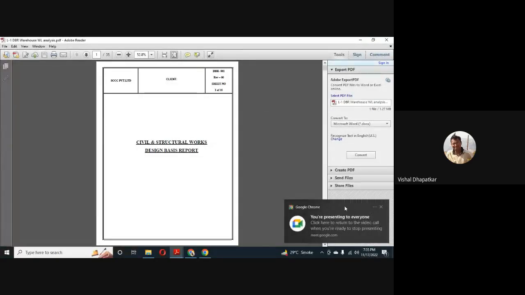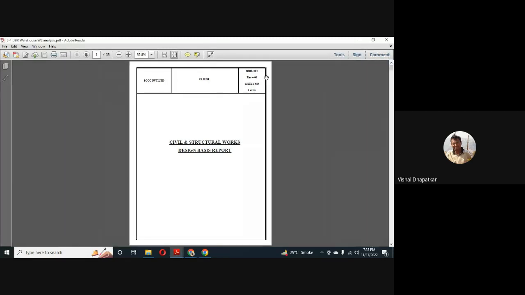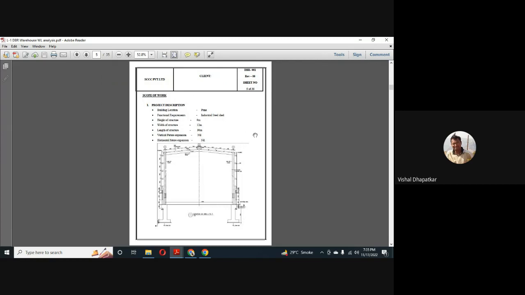We'll just go through the design basis for the warehouse. We'll start with one example. This is the example we are going to consider. We are considering that the location of the shed will be in Pune. Why do we need the location of the structure? Because we need to get wind load data and seismic loading data for that particular location, so we need the location where the structure is going to be erected.